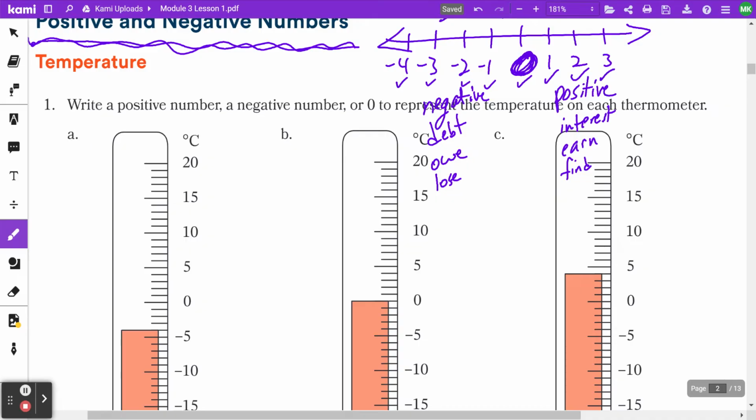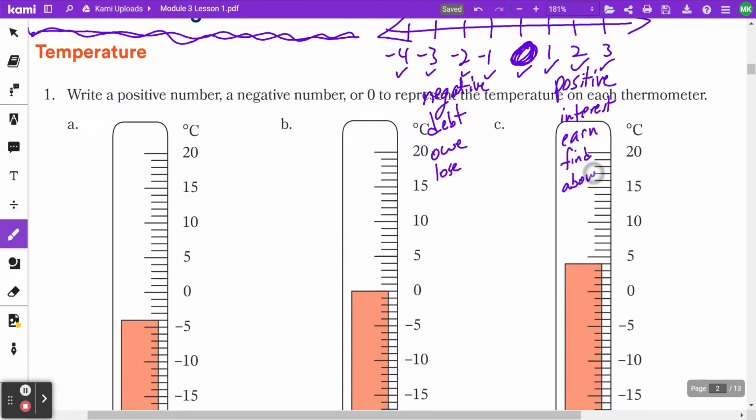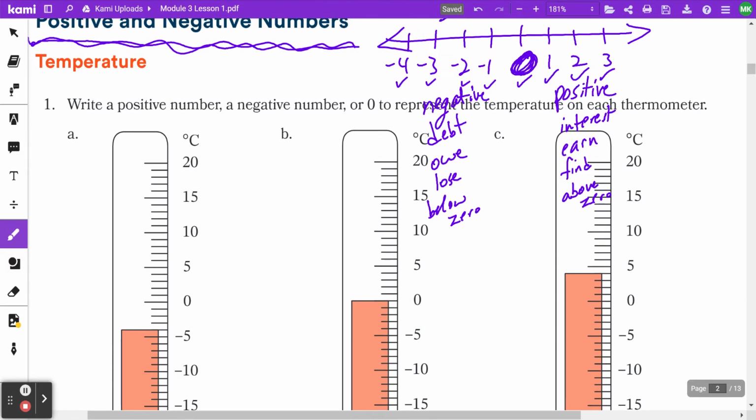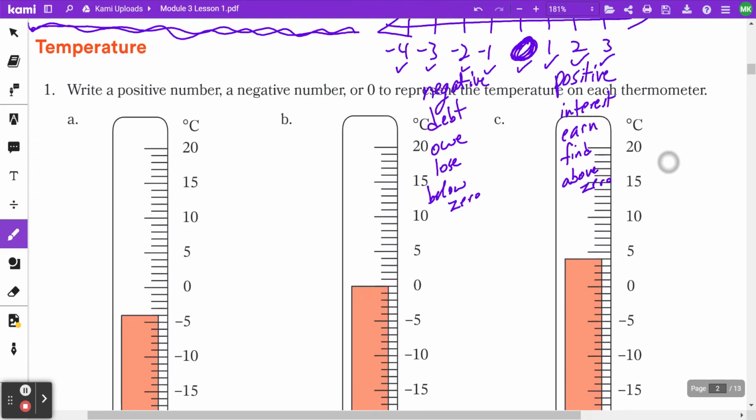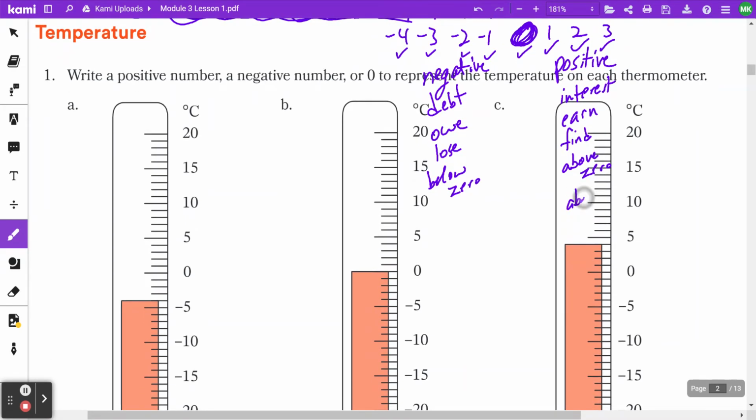With temperature, right? We have above 0, right? And over here we have below 0, right? All negative integers. Let's see, what else can we do with this here? So interest, earn, find, all kinds of fun stuff. Oh, how about water? How about above sea level, right? We have below sea level. So you can have a negative value there as well, positives and negatives. Okay, anything above sea level would be a positive, anything below sea level would be a negative.